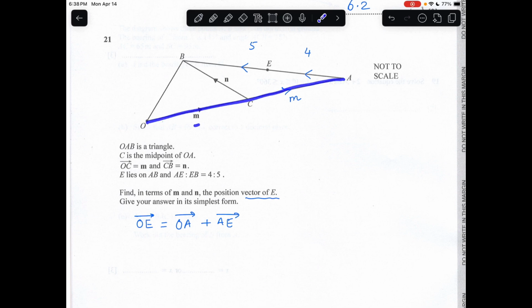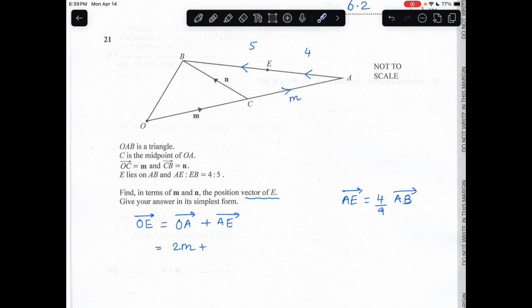Because I already know that this is M plus M, which is 2M. I just need to calculate what is AE, right? So this is going to be 2M. Now AE, let's calculate it on the side. AE is basically 4 parts of the total 9 parts. 4 plus 5 is 9. So 4 parts of 9 parts of the total length, AB, not AE, AB. So what was the length AB?